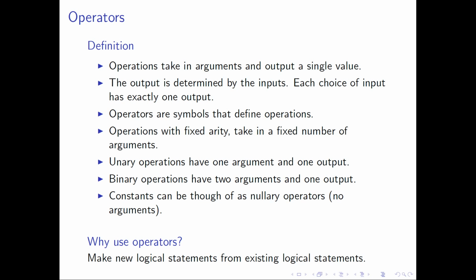So operations with fixed arity, you take in a fixed finite number of arguments, you output one output value. So unary operations have one argument and one output. Okay, so the arity here is 1. Binaries only have the arity is 2. So we have 2 arguments and we still only get one output. We can think of constants as being nullary operators. So they don't have any arguments, but they still have this one output, which is already completely determined.